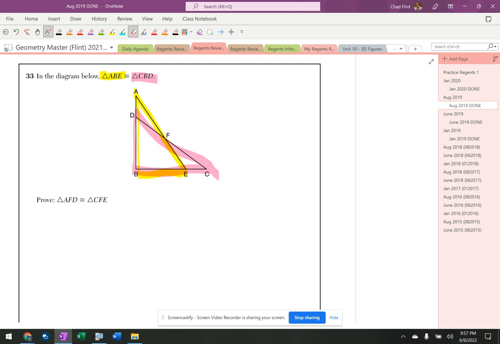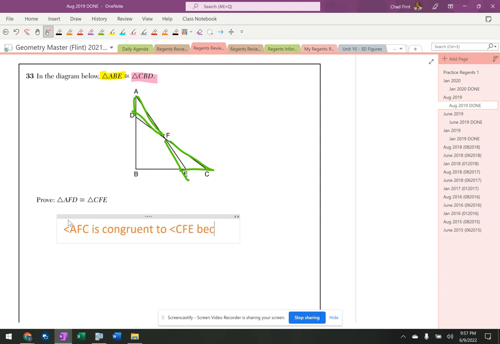All right. So let's actually not do that. I want AFD, which is this little triangle right here, to be congruent to this little triangle right here. Immediately, I'm putting the vertical angles down. So angle AFD is congruent to angle CFE because vertical angles are congruent. All right, there's one statement I'm sure is right.